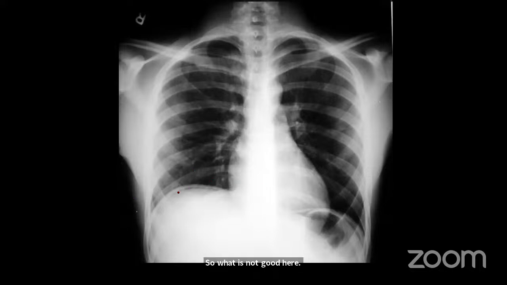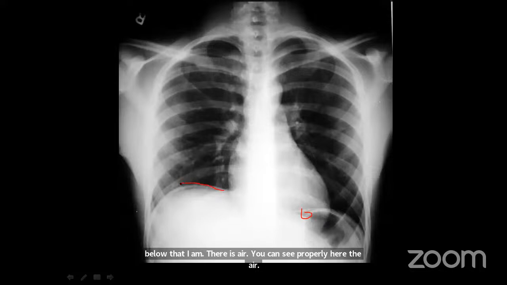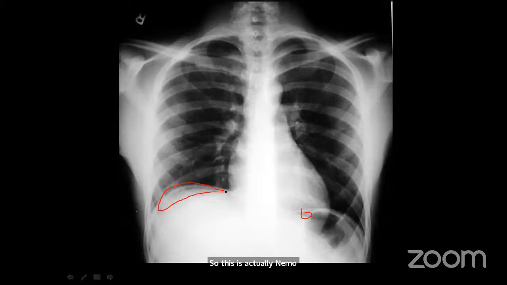If you see properly, see the diaphragm. Below the diaphragm, there is air. Here, below the diaphragm, there is air. You can see the air here, and you can see the air here. So this is actually pneumoperitoneum. The patient may come with a complaint of breathlessness. You take an X-ray, you see the lung windows, the heart size and everything, and you feel there's nothing. But actually the patient may be feeling breathless or uncomfortable just because of the pneumoperitoneum.